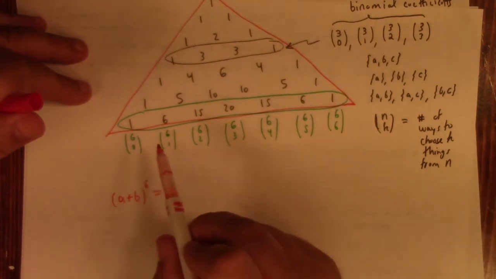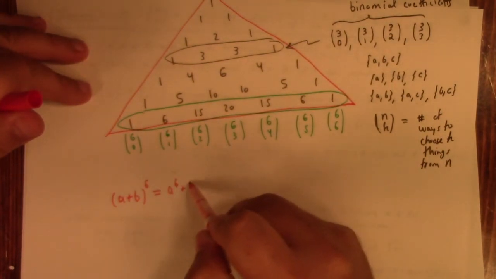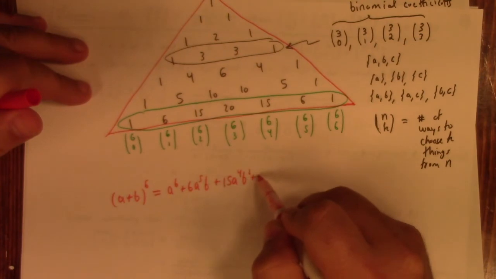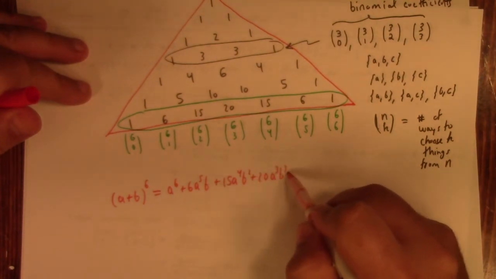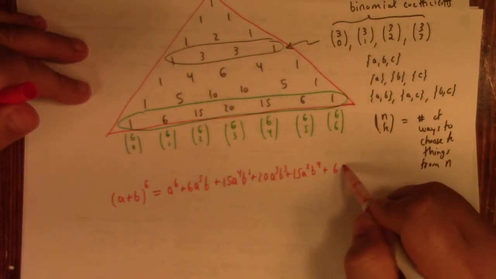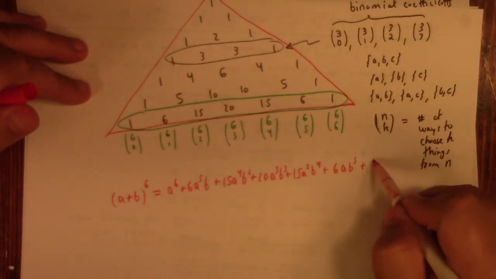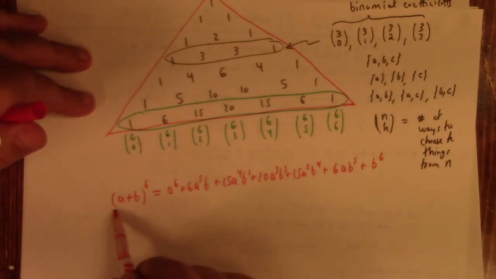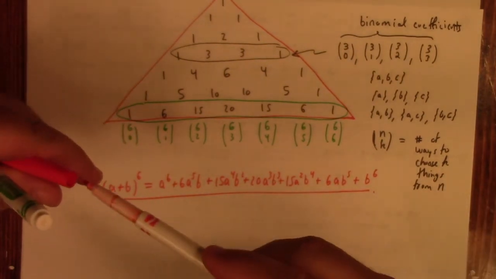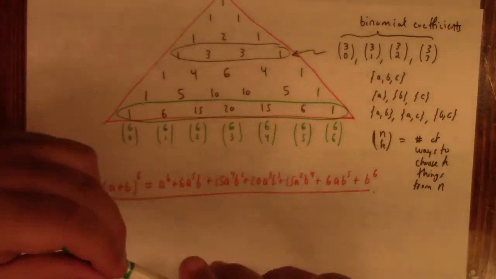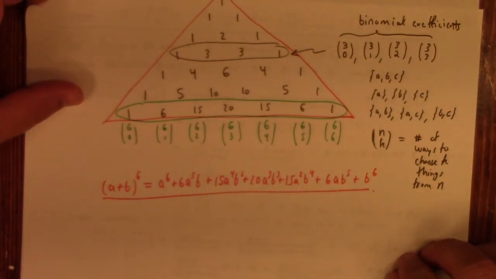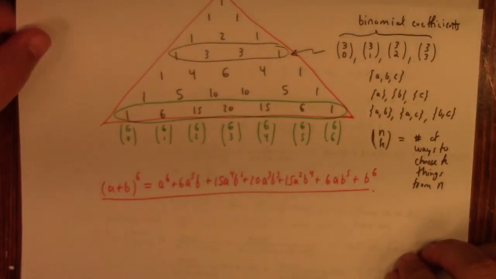So the way the binomial theorem works is you do A to the sixth plus 6 A to the fifth B plus 15 A to the fourth B squared plus 20 A cubed B cubed plus 15 A squared B to the fourth plus 6 A B to the fifth plus B to the sixth. And so obviously that is colossally faster than actually foiling out A plus B to the sixth by brute force. What I just used here is called the binomial theorem. We're going to prove that result for arbitrary N using induction. So that's where we're going.